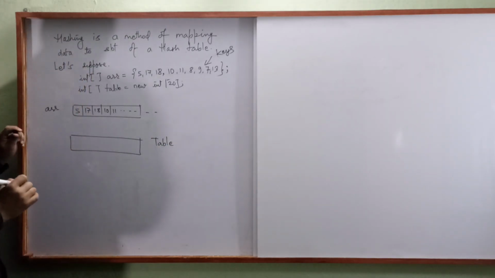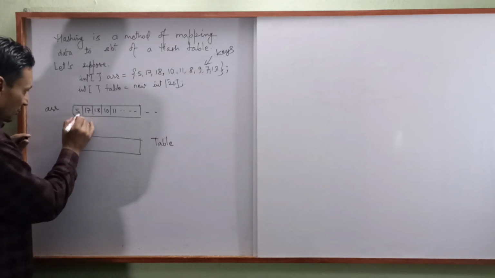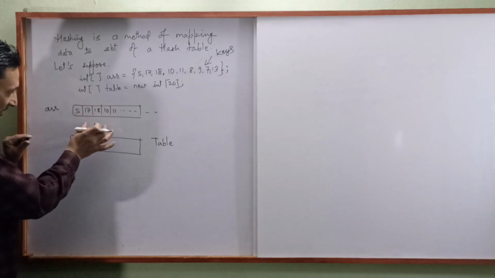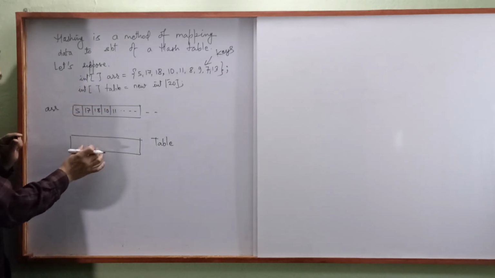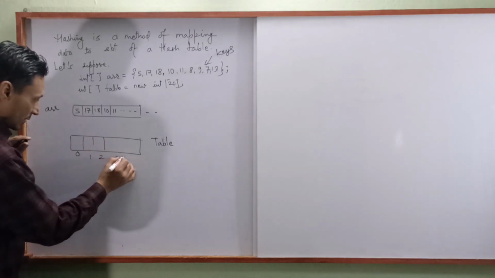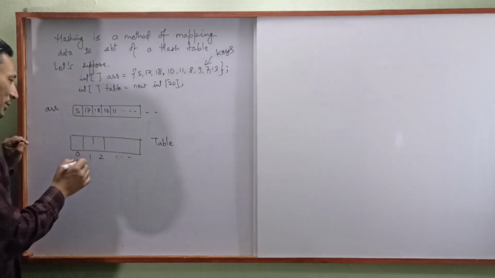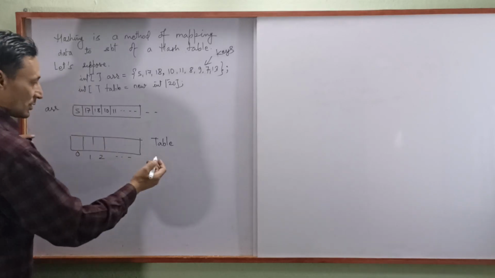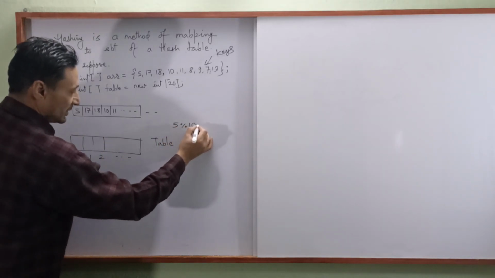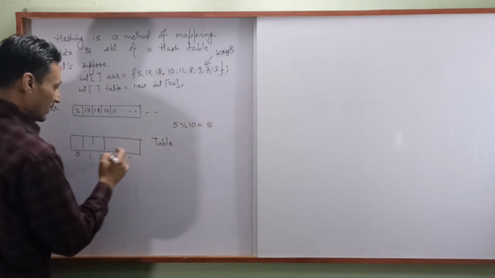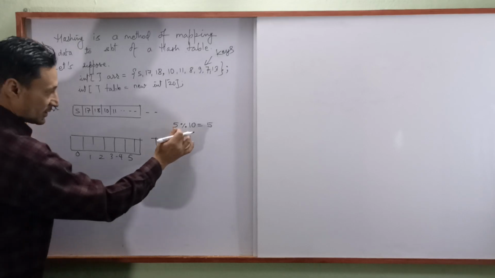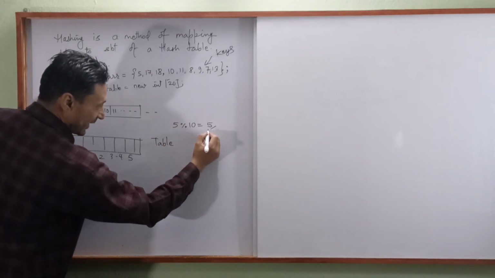Now what we will be doing is mapping these values 5, 17, 18 of the original list to this table. The basic idea behind hashing is to map each value to this table. Suppose the positions are 0, 1, 2 and so on. Now we use some hash function. Let's suppose we divide 5 by 10 and get remainder 5. This is the hash value.